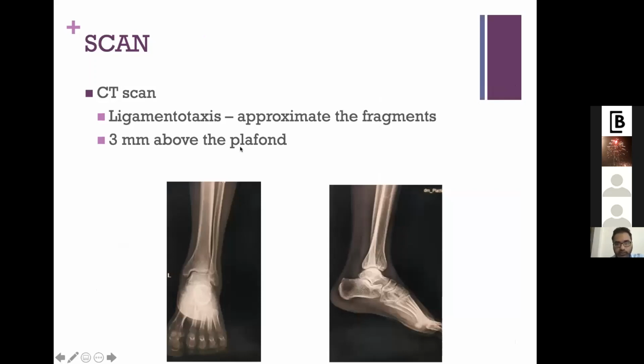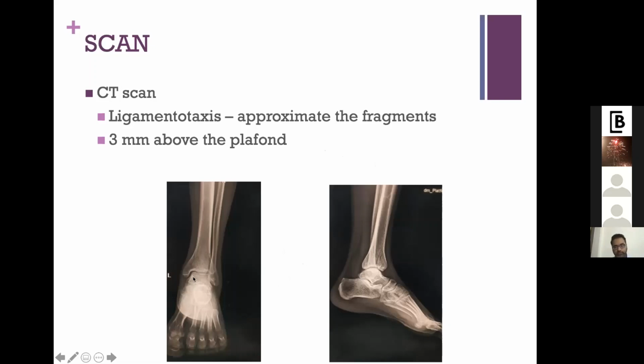As I told, the role of the CT scan, and I feel the surgeon should know how to read a CT scan. The surgeon who is going to operate should read it themselves, and I'll give some tips and tricks on how to read a CT scan so that you can plan your surgery much better after this talk. Many people say there's no need of a CT scan, but nowadays it's a standard dictum that intra-articular fractures always get a CT scan.